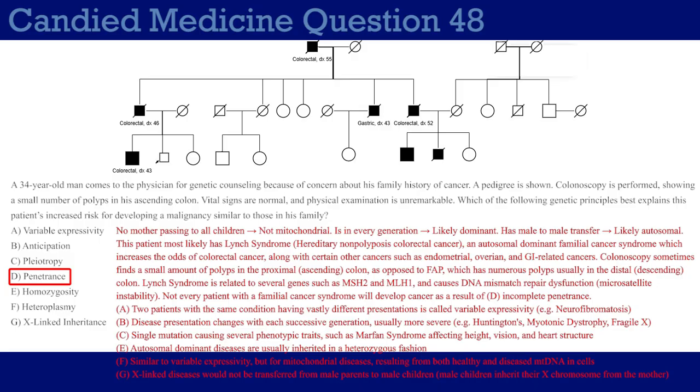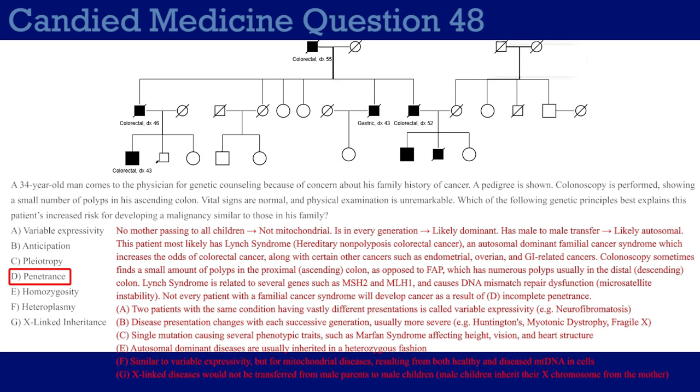Anyway, choice C, pleiotropy. This means when you have a single mutation in a gene and it causes several phenotypic traits. So, for example, Marfan syndrome can affect height, it can affect vision, it can affect the heart, but that's all from the mutation of just one gene.